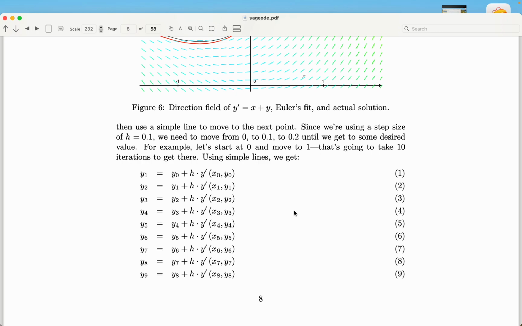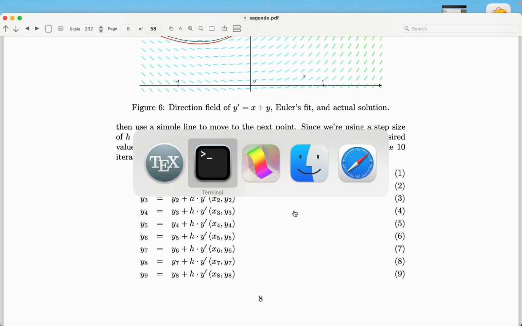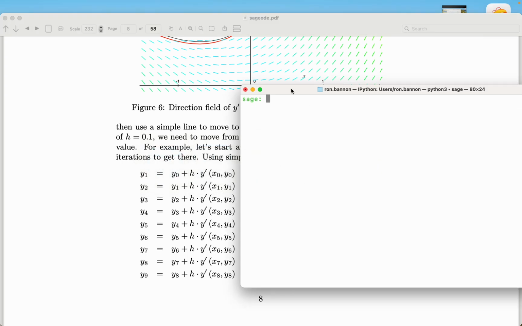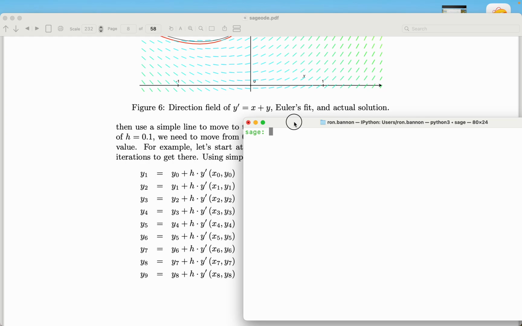I find it to be very tedious, but I do want to go through it with you. I'm going to be using software to do it, and we're going to Sage to do that. We're using Euler's method on this particular example, where y prime equals x plus y, and the point of interest is going to be 0, comma 1. So the first thing I do is reset.